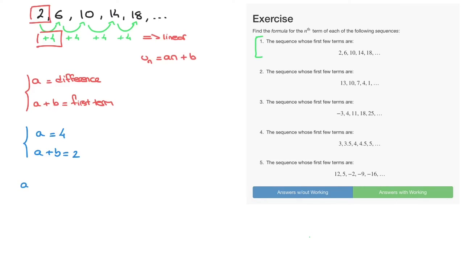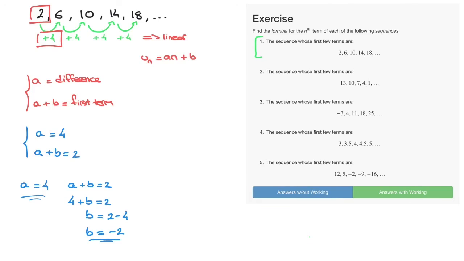We start with a equals 4. Well, there's nothing to do there. A is equal to 4. That's that. We move on to the second equation. A plus b equals 2. Well, since we now know that a is 4, this becomes 4 plus b equals 2. We subtract 4 from each side of that equation, which leads to b is equal to 2 minus 4. And that leaves us with b equals negative 2. And there we go. We now have both coefficients a and b.